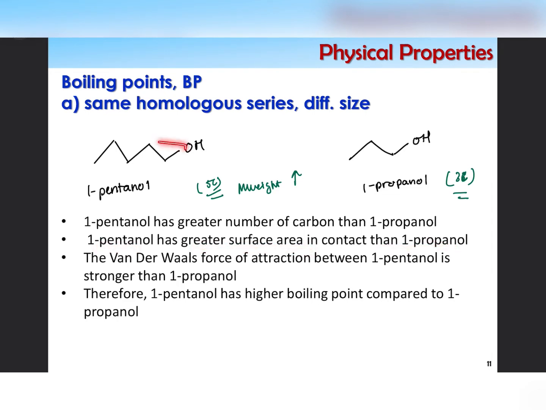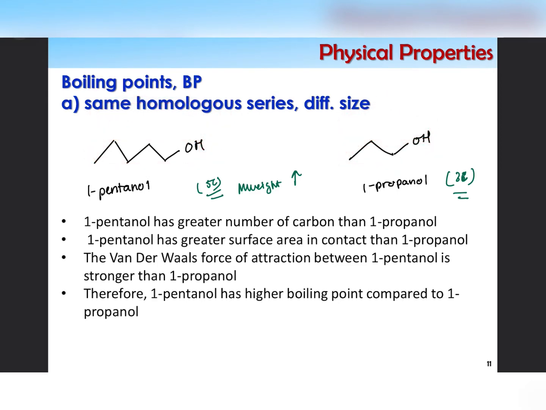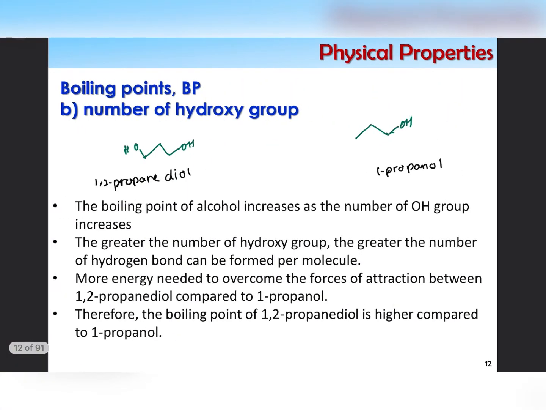Okay, so ini rantai karbon dia lebih panjang. And it will result in the van der Waals forces of attraction between 1 pentanol molecules being stronger compared to those between 1 propanol and another 1 propanol. Okay, sebab surface area in contact lebih besar compared to 1 propanol. That is why 1 pentanol will have higher boiling point compared to 1 propanol. So next kita tengok faktor lain pula.